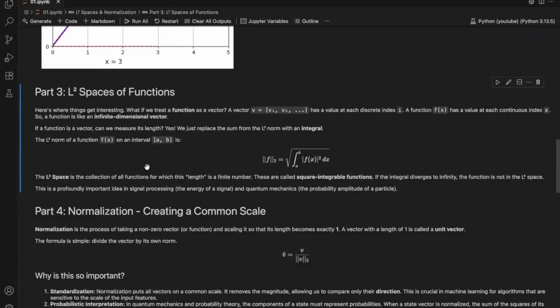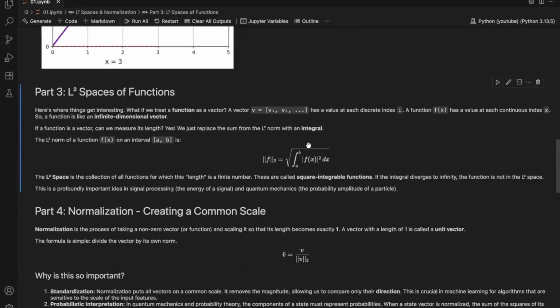A significant conceptual extension is made when we consider a function as an infinite dimensional vector. Whereas a standard vector possesses a discrete set of components, a function possesses a continuum of values over its domain. To measure the length of such an object, the summation in the L2 norm definition is replaced by its continuous analog, the integral. The L2 norm of a function f of x is thus defined as the square root of the integral of its squared magnitude. The L2 space is thus defined as the set of all such functions for which this integral is finite. These are also known as the square integrable functions.